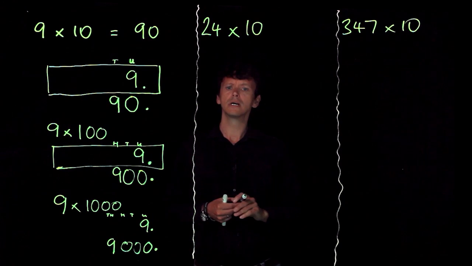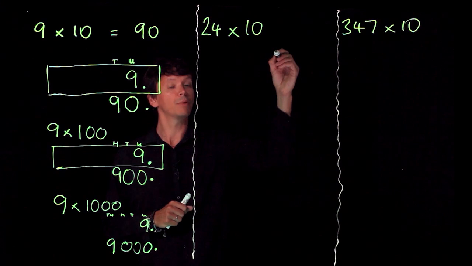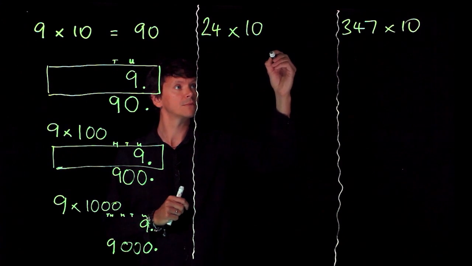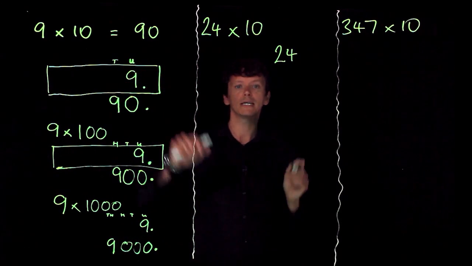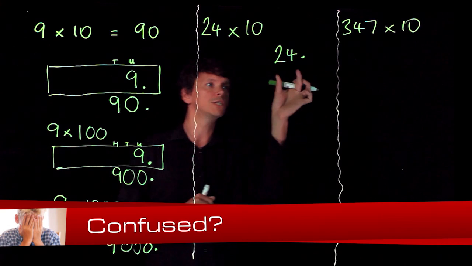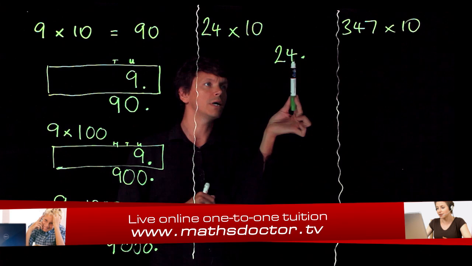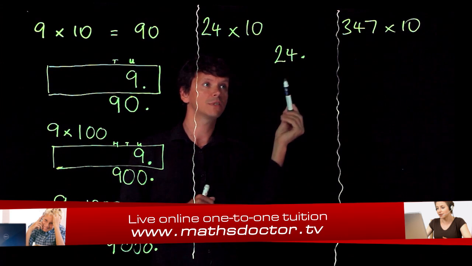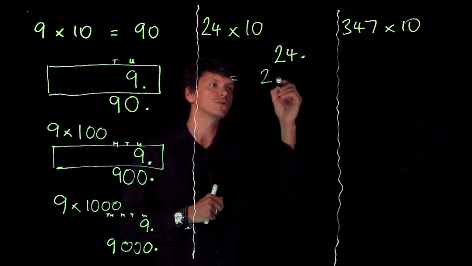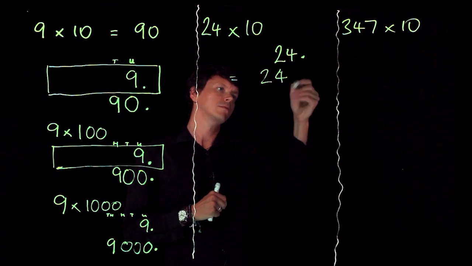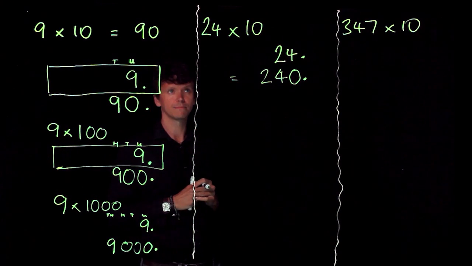Let's use that with a 2-digit number, a slightly more complicated example, but we're going to use exactly the same process. So 24 times 10, just like we did over here, means that we're going to shift these digits one place to the left. So our tens are going to become hundreds and our units are going to become tens. So 24 times 10 equals 240, and we've got a space here now, no units.